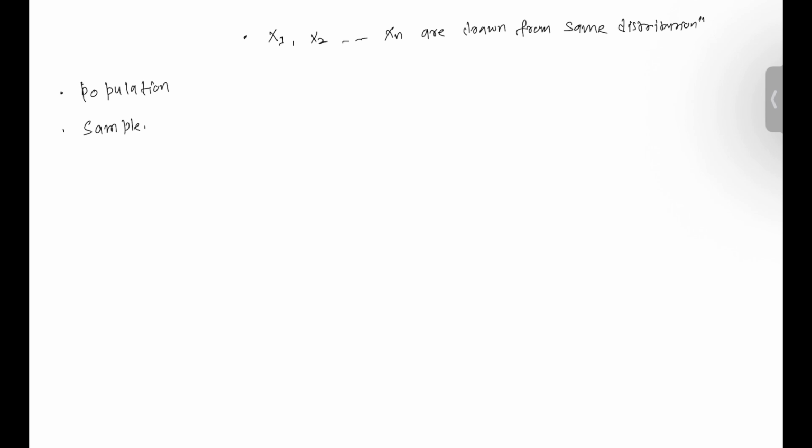So now we are in a good position to connect everything. These random variables are nothing but samples. They are drawn from a population which has some unknown distribution, and since we don't know the distribution, what we try to do is estimate the properties of the distribution using the sample.